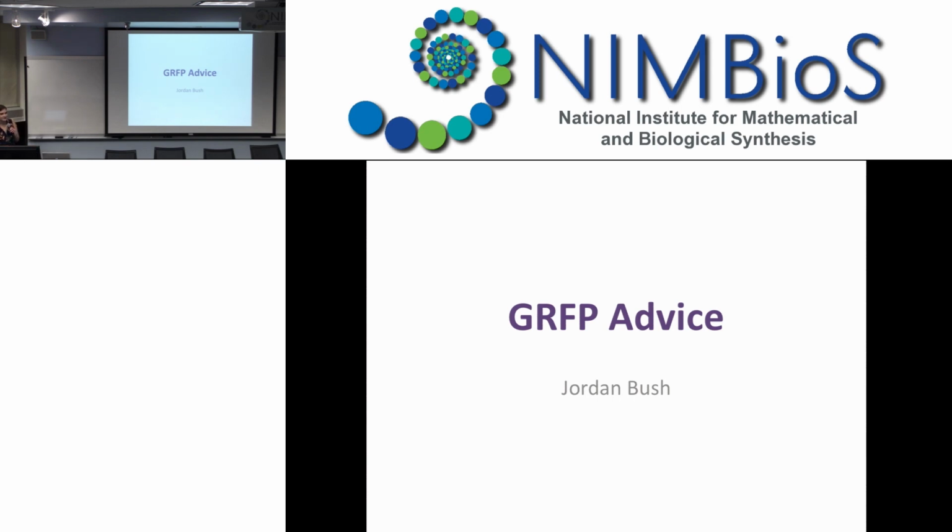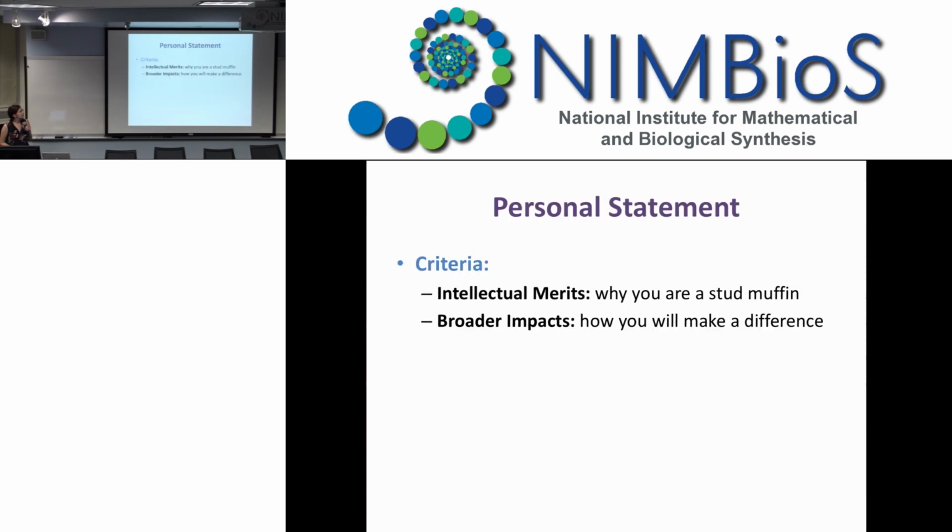Hi guys, can y'all hear me? Okay. So my name is Jordan Bush. I am a 5th-year graduate student in the Ecology and Evolutionary Biology department. I got the GRFP in 2015 when I was a first-year graduate student. I found that when I was writing the GRFP I kind of had an idea of what a good research proposal looked like. It's got a pretty set formula where you start with the intro and you have the methods and the expected results. It was very formulaic.